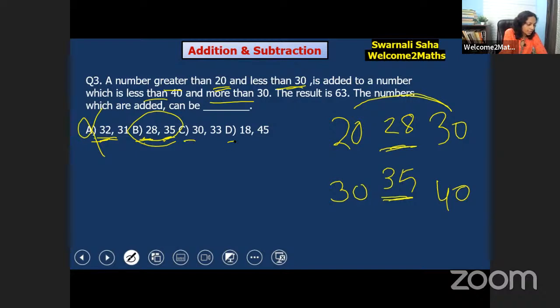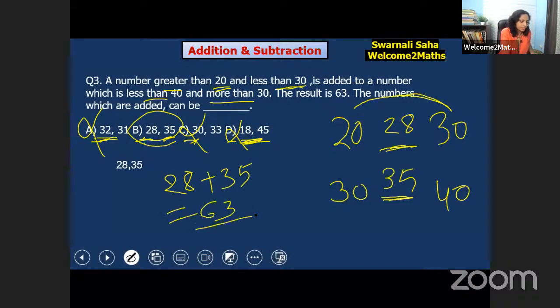C and D. You see, it's 30, but they are saying the first number is less than 30, so it can't be our option. In the other one, the number is 18, and that is also not possible. So B is the option, 28 and 35. Whenever you add, you see it is 63. B is the answer. Okay, understood?